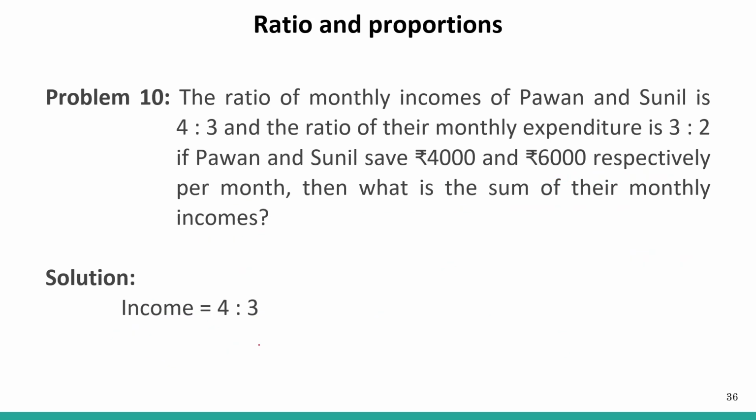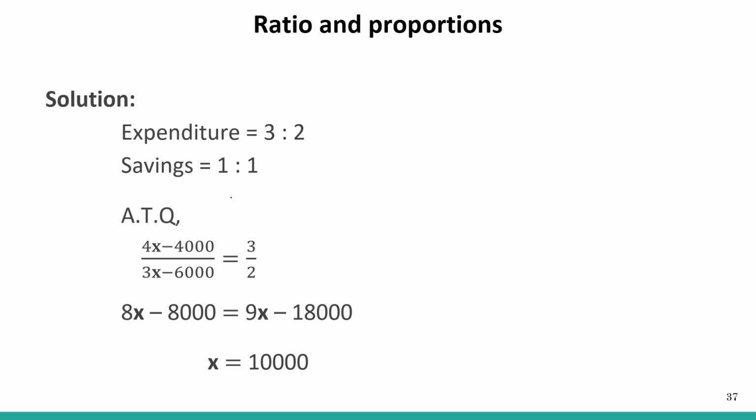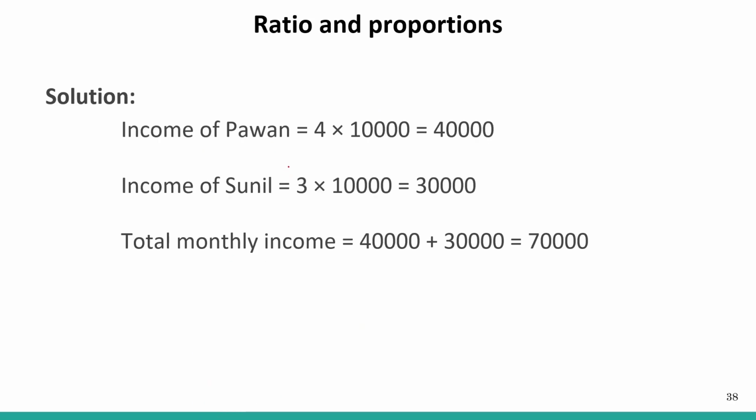Okay. So let's see. So given that income ratio is 4:3 and expenditure is 3:2. So savings becomes 1:1. So according to the question, 4x minus 4,000 by 3x minus 6,000 is equal to 3/2. So 8x minus 8,000 is equal to 9x minus 18,000. So x becomes what? 10,000. So income of Pawan becomes 4 into 10,000, that is 40,000. And income of Sunil becomes x into 3, that is 3 into 10,000, that is 30,000. So the total monthly income becomes what? 40,000 plus 30,000 is equal to 70,000.